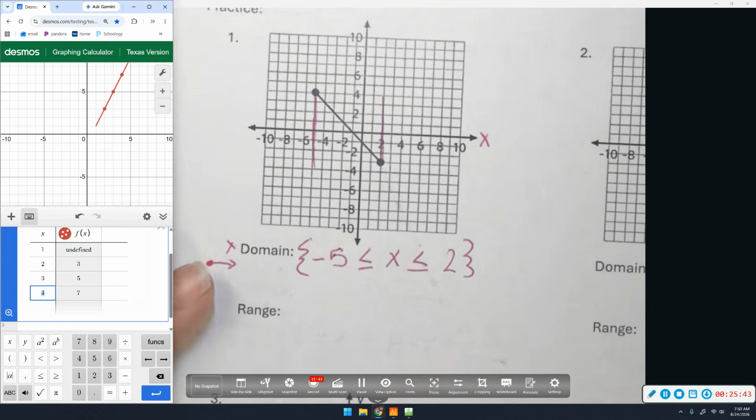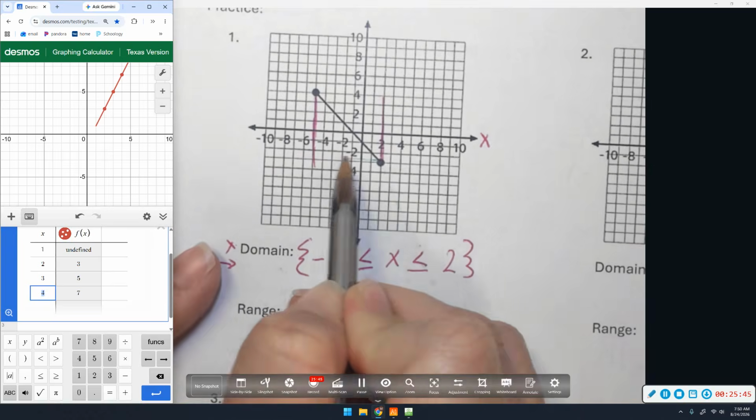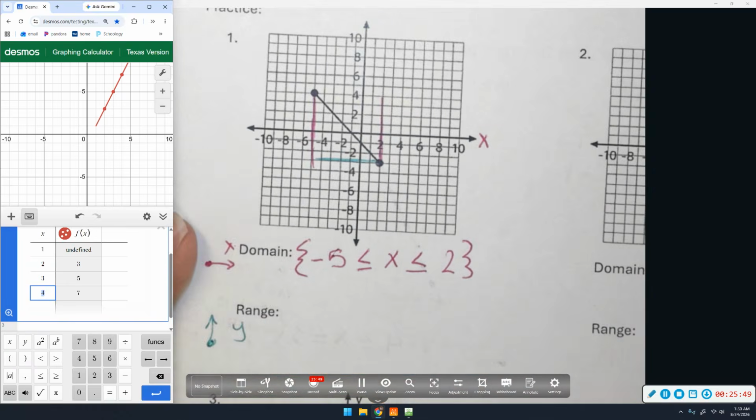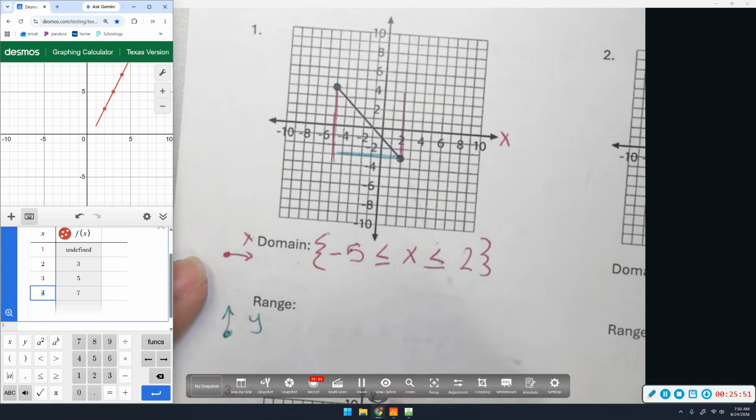So for my range, what's the lowest this went? Because remember, bottom to top, and ranges are y. The lowest it went is -3. What's the highest it went? 4. Now, this doesn't have an f of x or anything, so we're just going to put y. And again, always less than. And this time it's equal to.